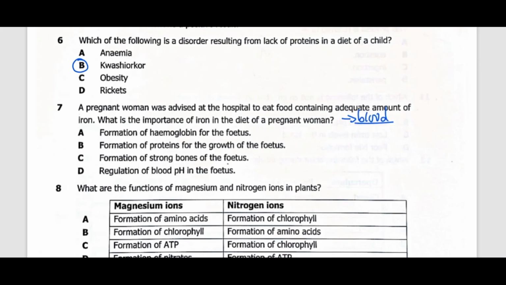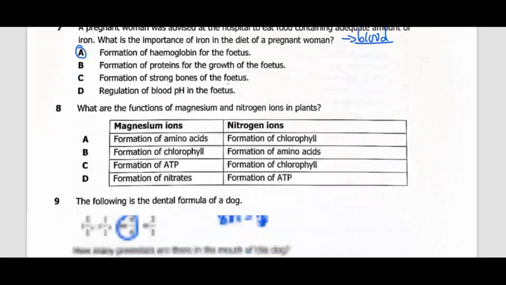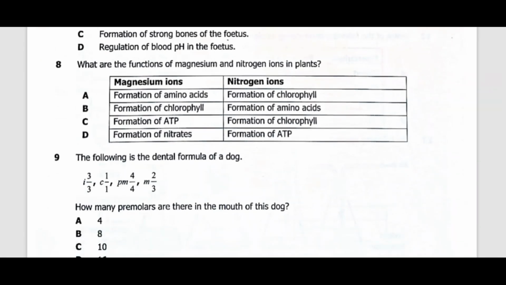From the multiple choices, we are going to select anything that has a connection with the blood. For A, we have formation of hemoglobin for the fetus. So this is our answer, because we know that hemoglobin is found in blood. Then we move on to question 8.